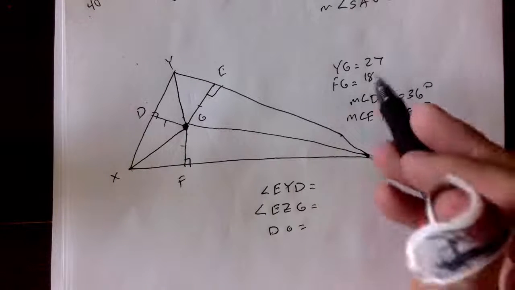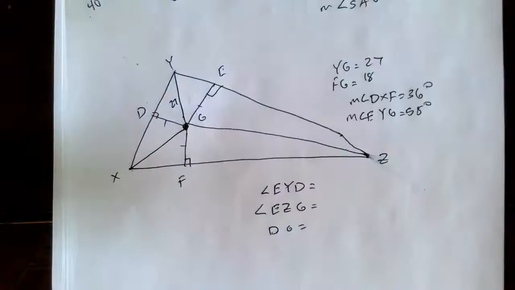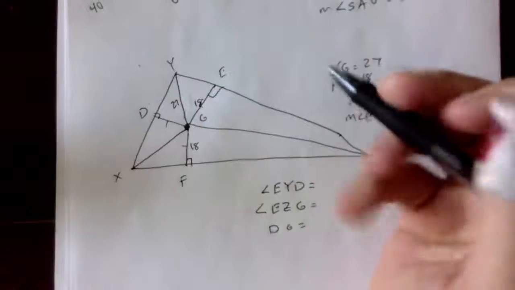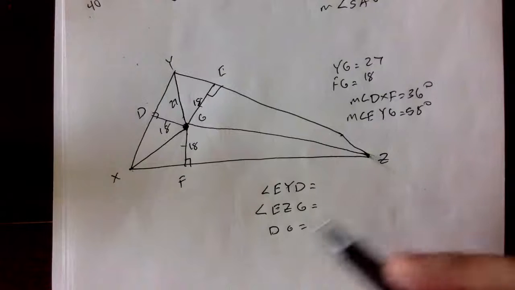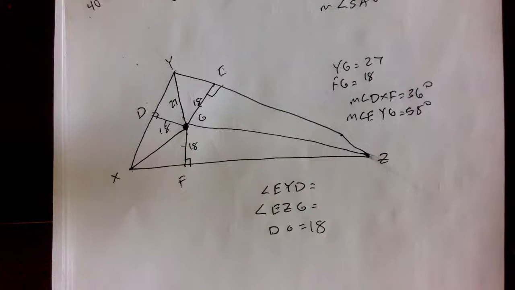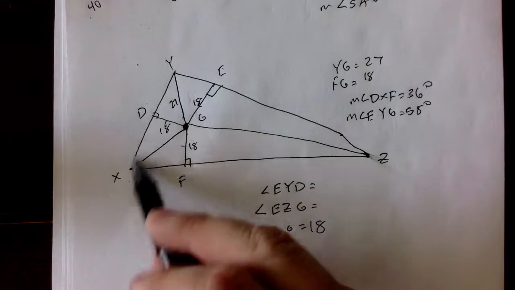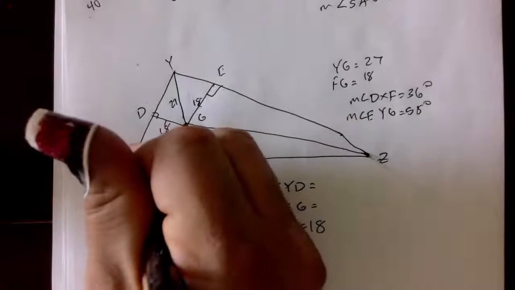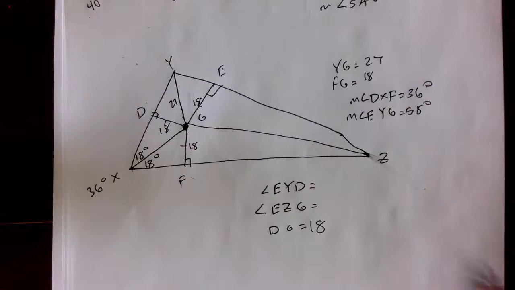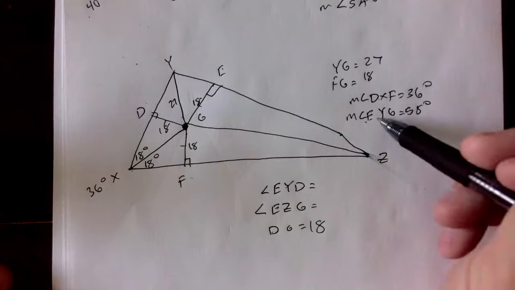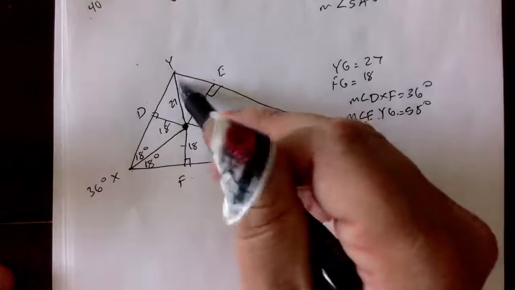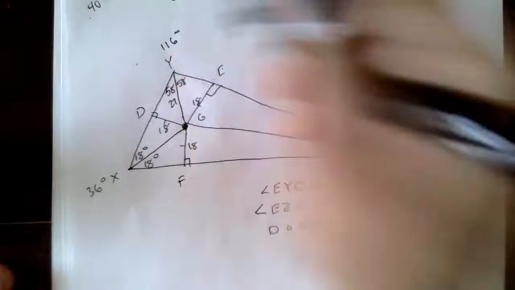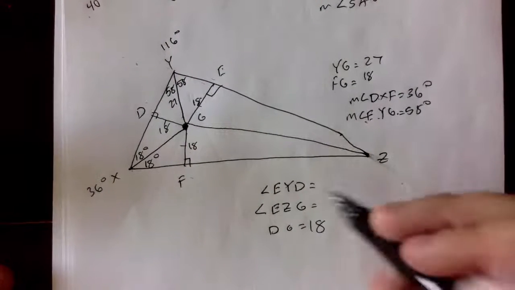We can do it very easily by looking at this. YG is 27. Why they give us that, I don't know. FG is 18. Well, if that's 18, that's 18, and that's 18. So DG is going to be 18. DXF, which is this entire angle, is 36 degrees. Remember, I put the entire angle out here, which means that that's going to be 18, and that's 18. That doesn't help us get any of the answers until later. EYG, which is half of that angle right here, is 58, which means that's going to be 58, so the entire angle is 116, which is this one right here.